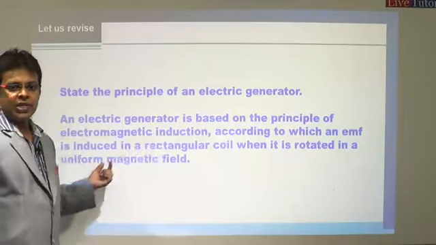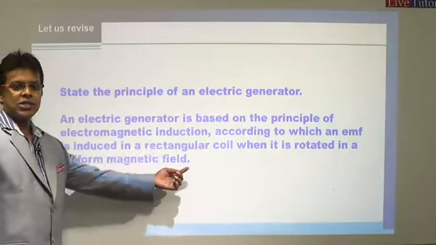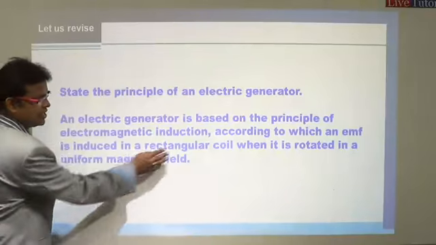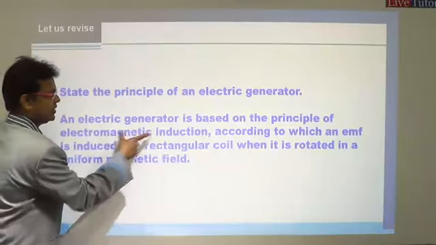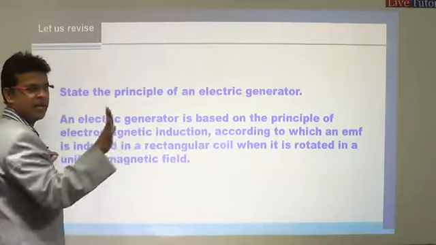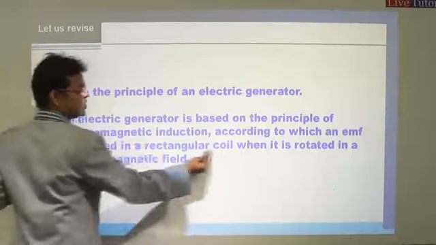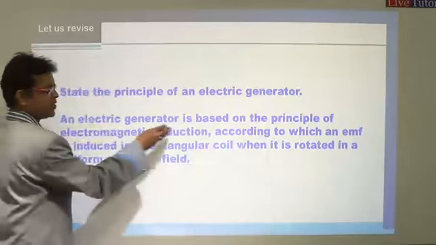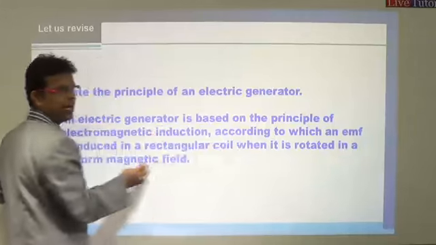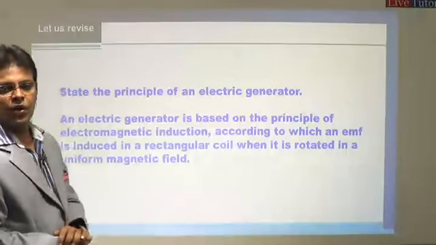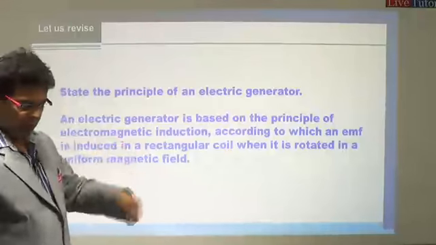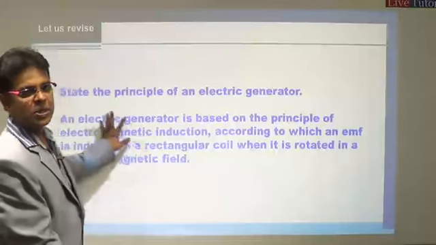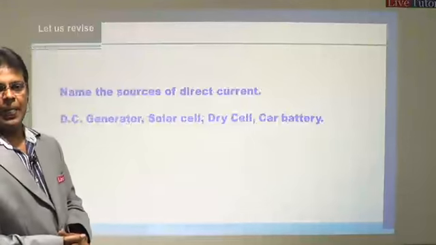So an EMF is induced in a rectangular coil when it is rotated in the uniform magnetic field. This is the expansion of this one. Actually, if you write this one, this is enough. But we are adding some more points to understand what is electromagnetic induction, according to which an EMF is induced in the rectangular coil when it is rotated in a uniform magnetic field. That is the principle of an electric generator.